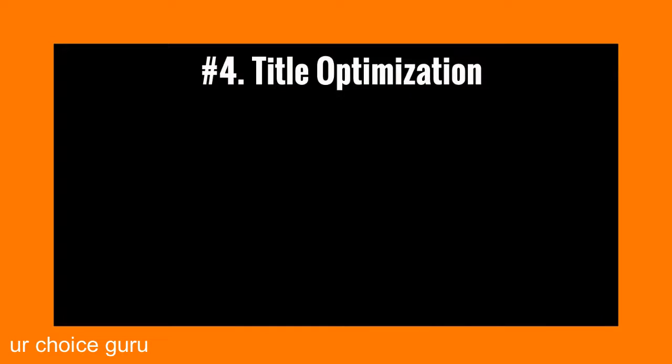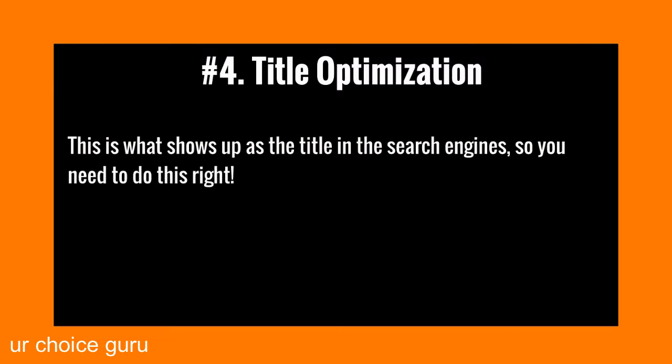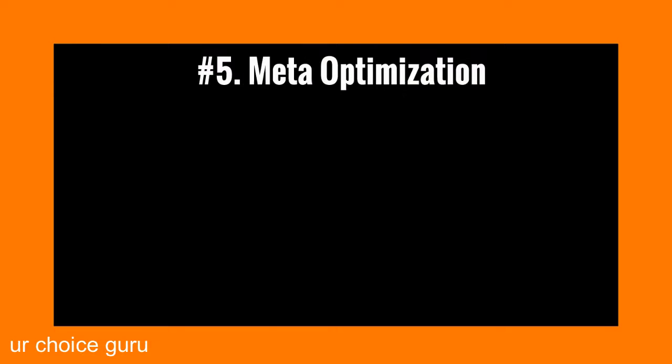And of course, we got factor number 4, which is title optimization, basically how to make your titles search engine friendly, because the reality and the truth of the matter is that your titles do show up in the search engine, so you definitely need to do this right. Otherwise, you're going to attract the wrong person.